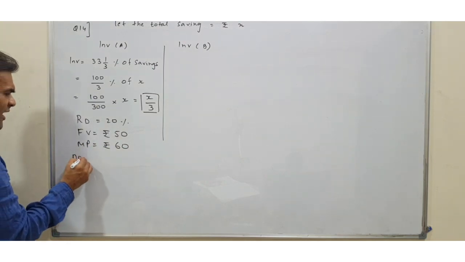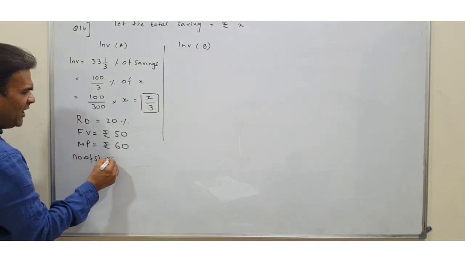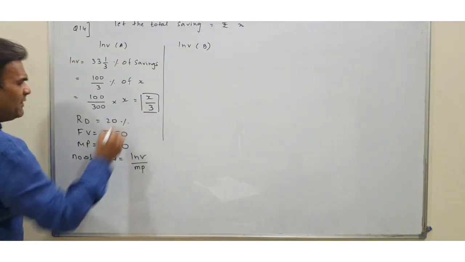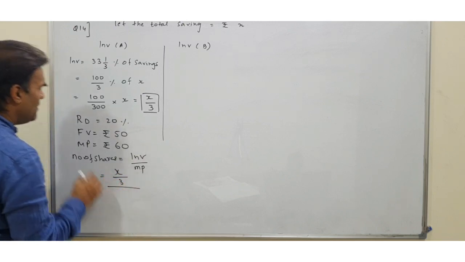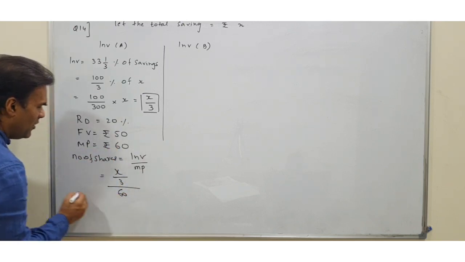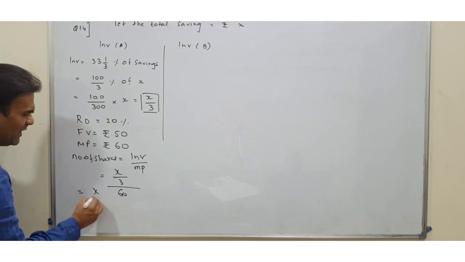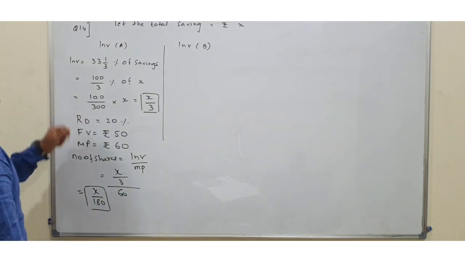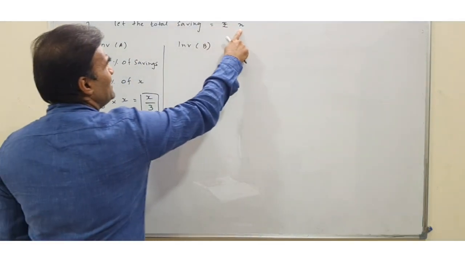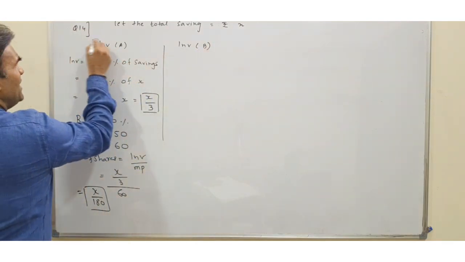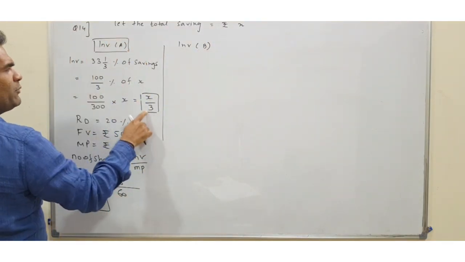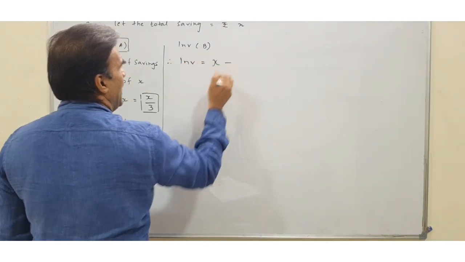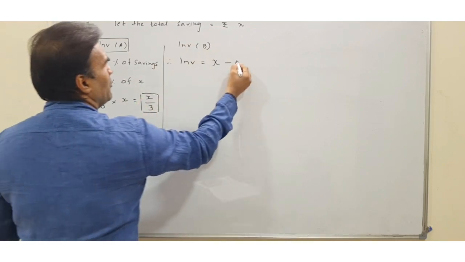Can we find the number of shares? Of course, sir. Number of shares would be investment upon market price. How much is the investment? Sir, X upon 3. What is the market price? Sir, 60. So finally the number of shares would be X upon 180. Since I know that my total savings is X, what is the amount invested in A? Sir, X upon 3. Therefore, investment over here would be X minus X upon 3.